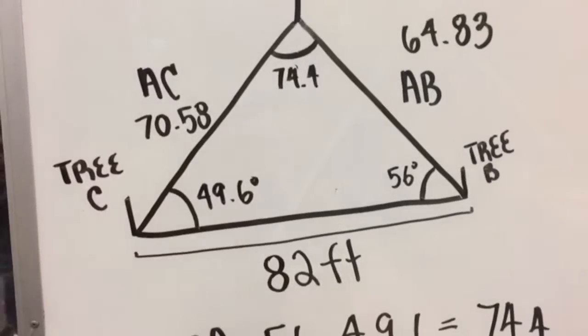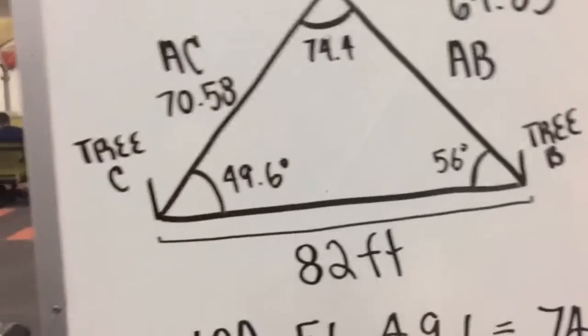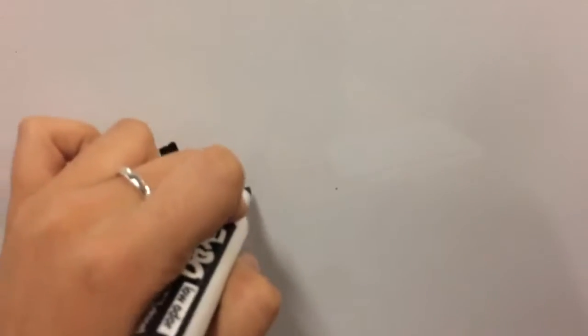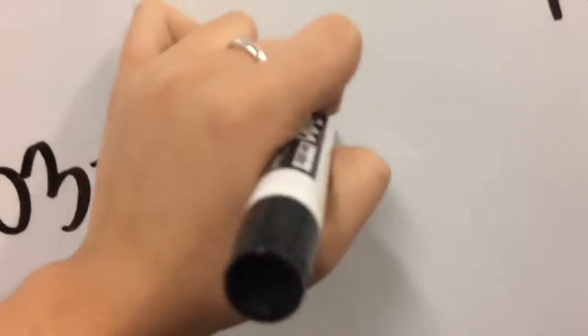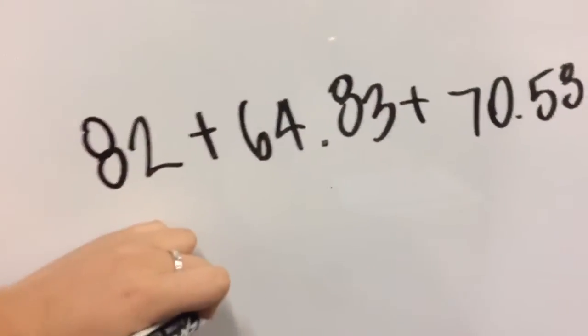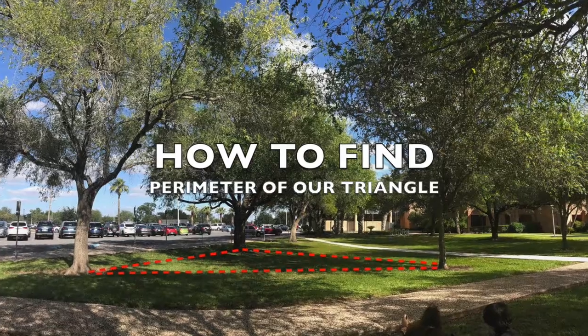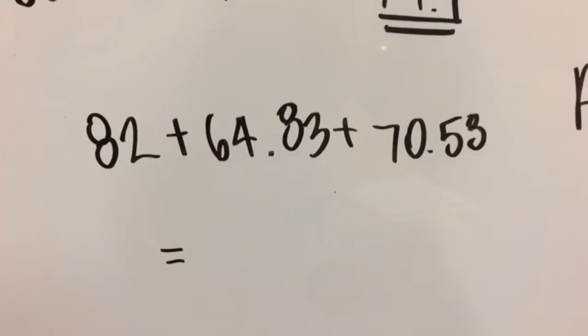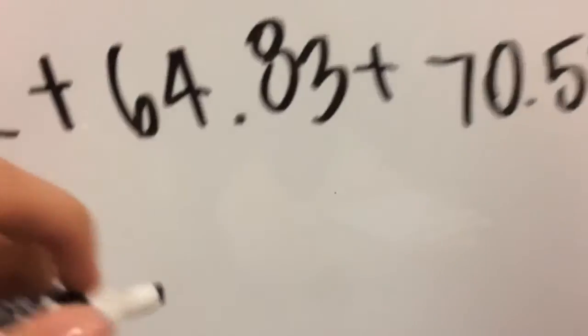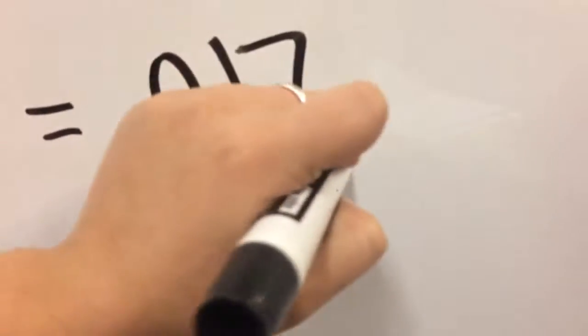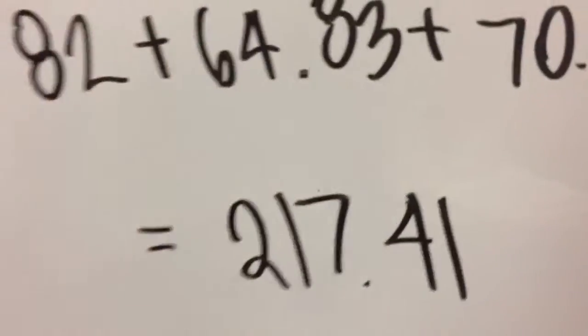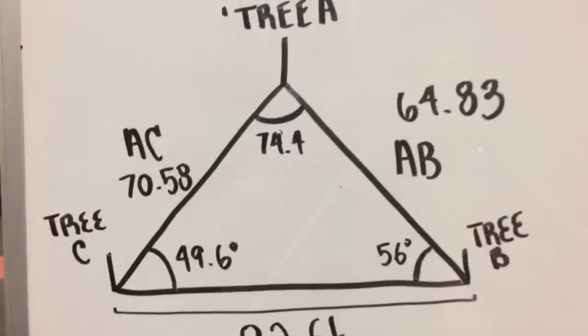Adding all of these up should give us 82 plus 64.83 plus 70.58 equals 217.41. Adding all of these together would give us 217.41. And that is the perimeter of the 3 trees.